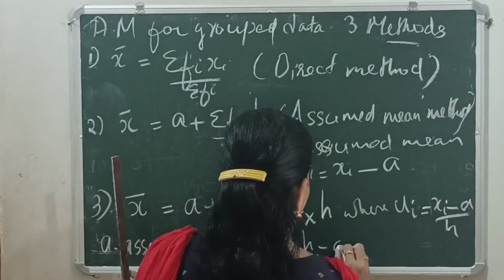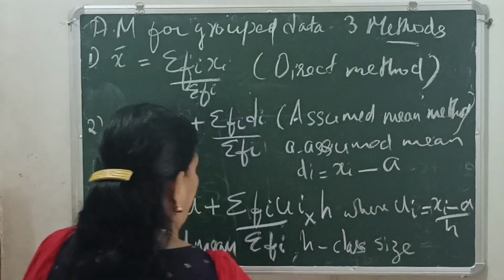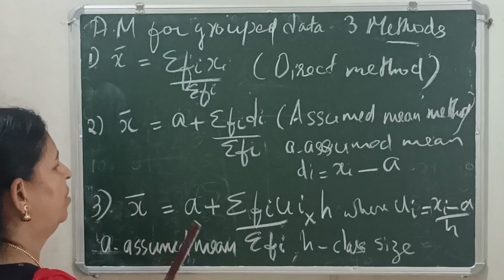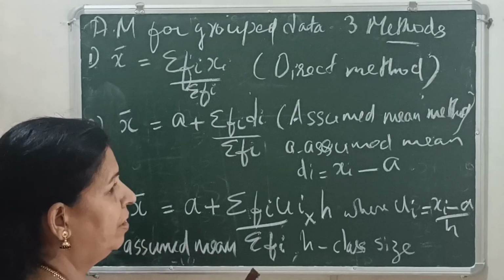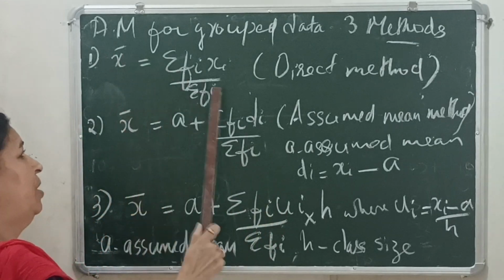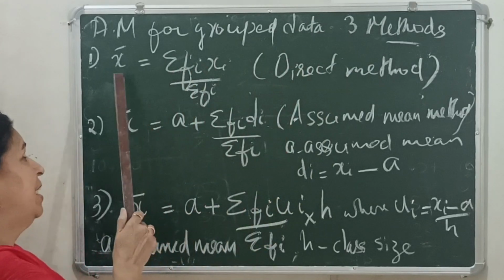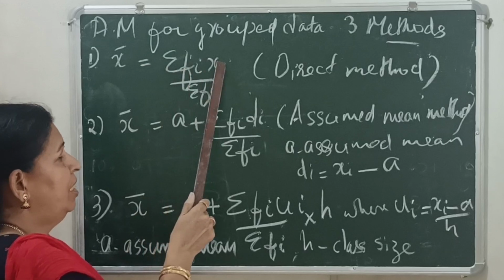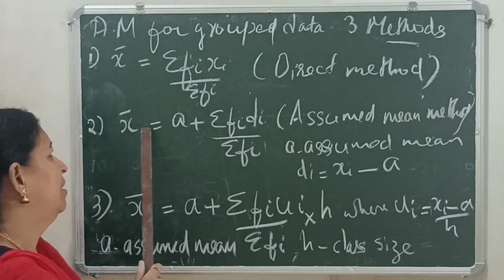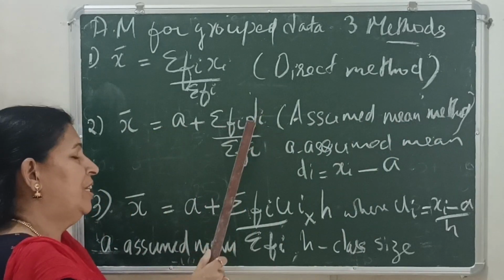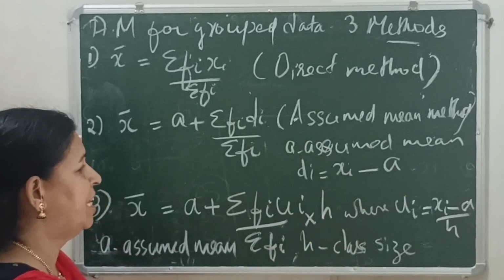And h is the class size or class width. Sigma fi, total frequency. Then you have to learn these formulas by heart, three methods for arithmetic mean of grouped data. Direct method, x bar equal to sigma fi xi by sigma fi. Second, assumed mean method, x bar equal to a plus sigma fi di by sigma fi, where a is the assumed mean and di is xi minus a.